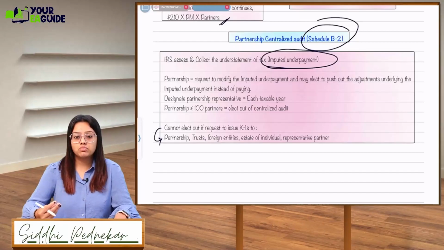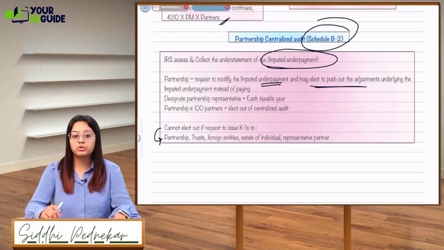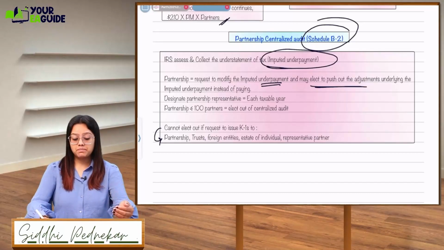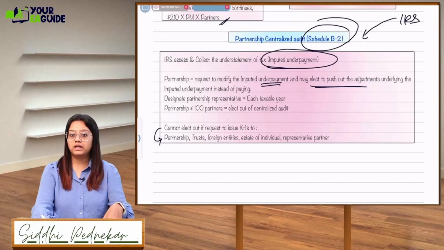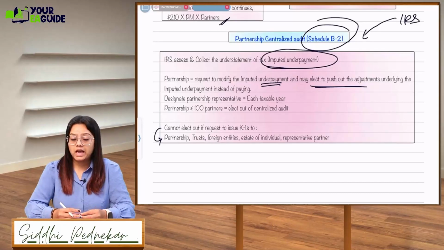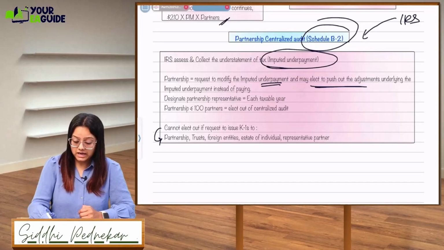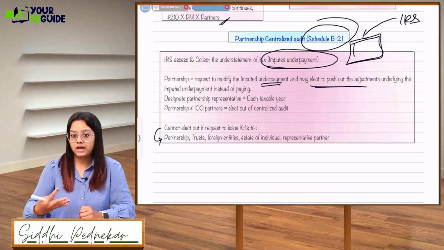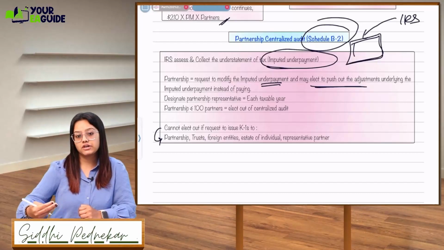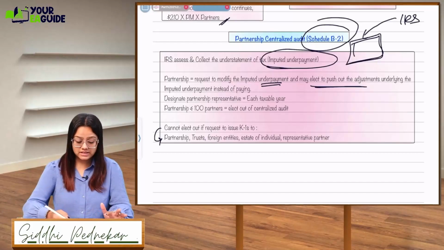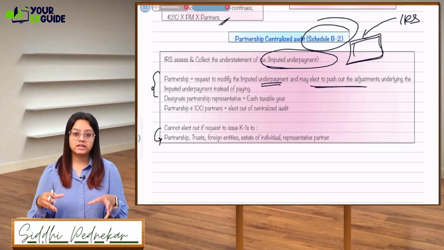Partnership can request to modify the imputed underpayment and may elect to push out the adjustment underlying the imputed underpayment instead of paying. So let's say the IRS has audited their particular return and tells them that this is the amount of penalty or this is an underpayment of tax which you have made. Now what the partnership firm can do is, instead of paying this unpaid tax, they can push out an imputed underpayment instead of paying. So this is what is there in the partnership centralized audit.